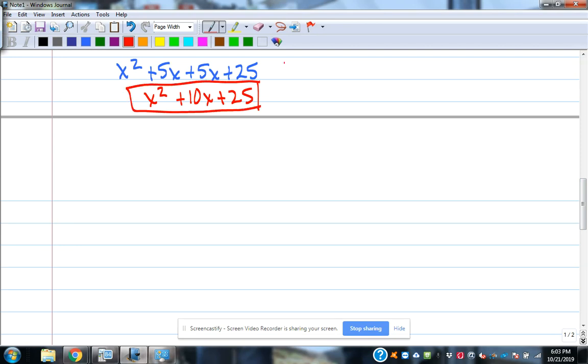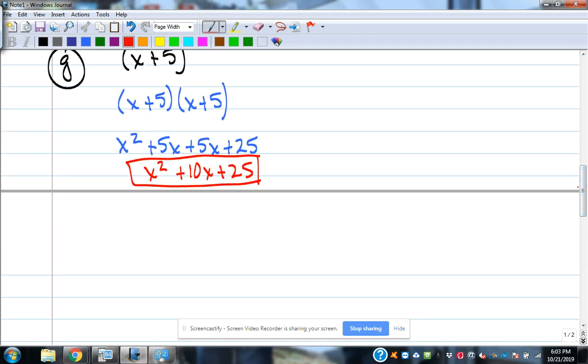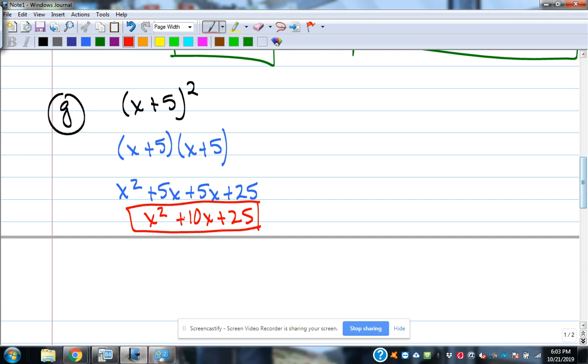And you can guarantee that on the multiple choice quiz that they'll have x squared plus 10x plus 25 as an answer. And then they'll have x squared plus 25 as an answer. And know that that is not right. Okay? Anytime you square something, write it out. It times itself. And then do the distributive property like we've been doing. Okay? It is too easy to make that mistake.